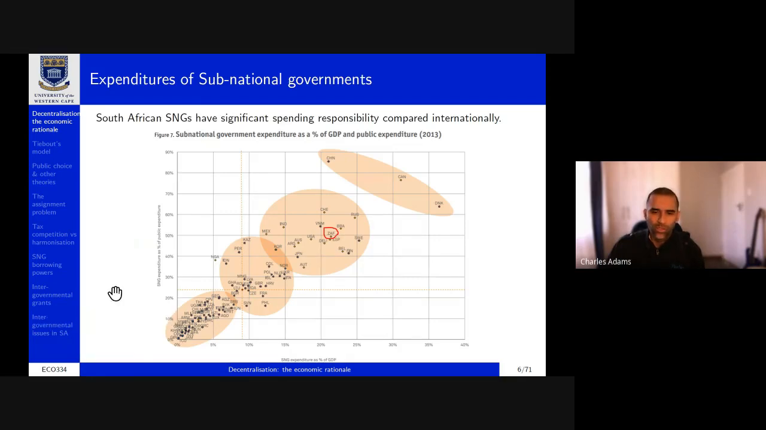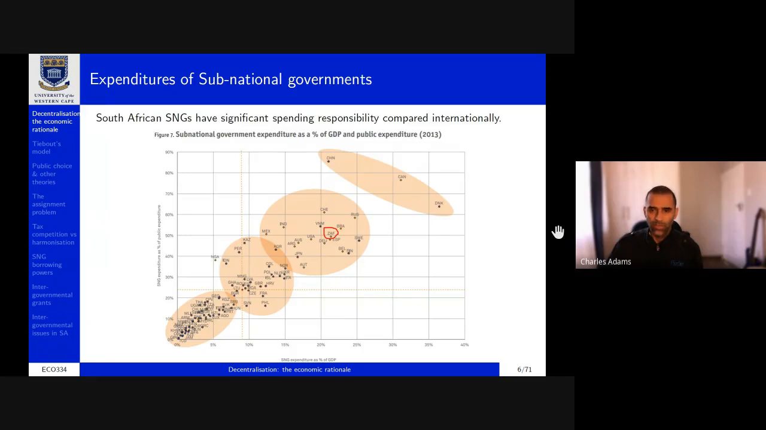And as I suggested on Tuesday, this figure might exclude grants, but it's probably a bit higher if you include national grants in this measure. All right. But important to note, this is expenditure, right? So it might appear from this graph that subnational government is very important in terms of fiscal affairs in South Africa, but this is for expenditure only, right?